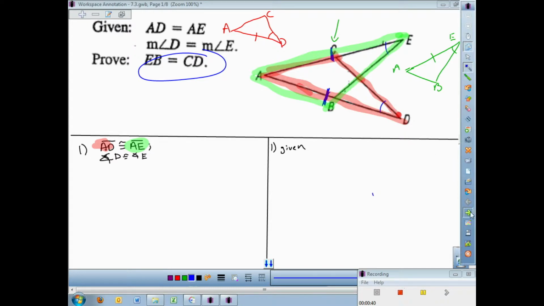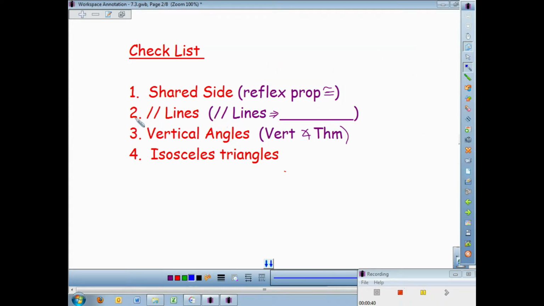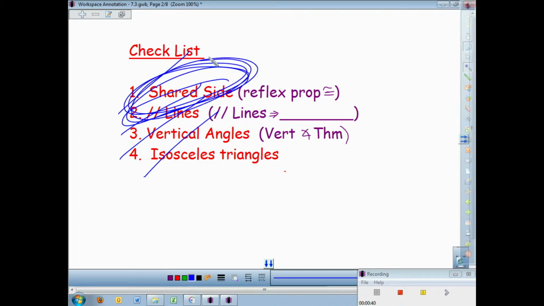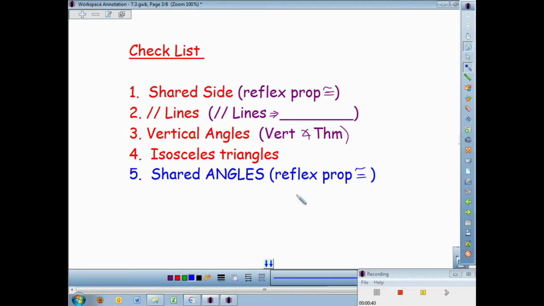So here's what our checklist looks like so far. Was there a shared side? Nope, we didn't have any. Were there any parallel lines? Nope. Were there any vertical angles? Nope. Are there any isosceles triangles in the picture? No. So we have to add one more thing to our checklist. Instead of sharing a side, it is also possible for pictures to share angles. Are there any shared angles? And by the shared portion, it's still going to be the reflexive property.